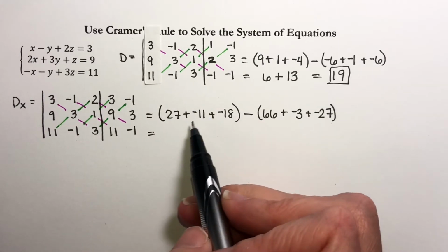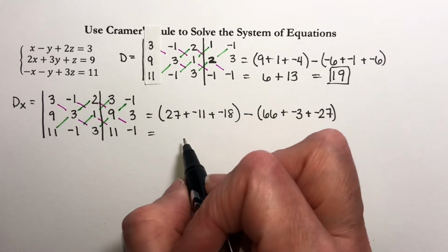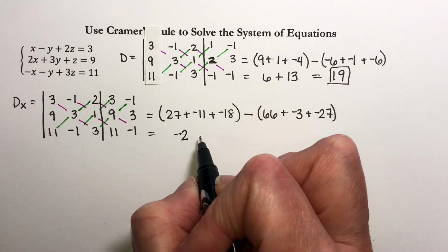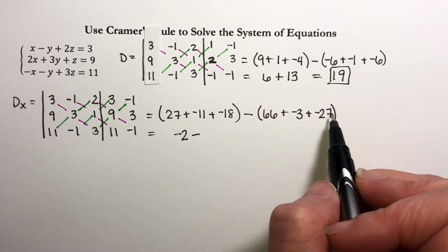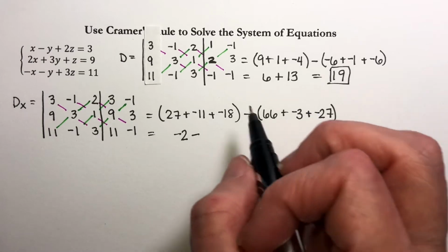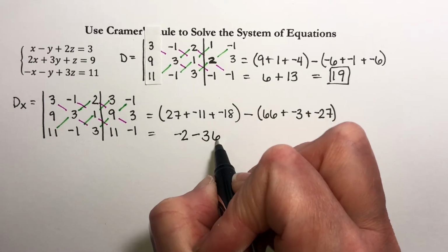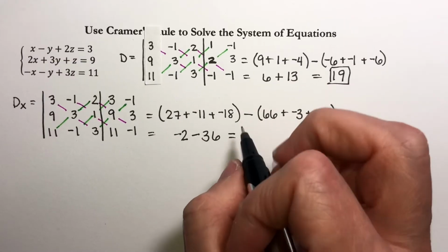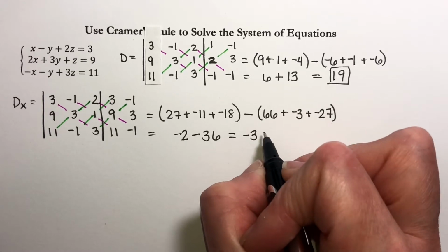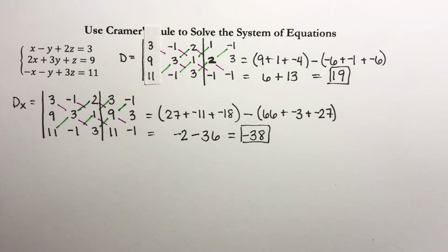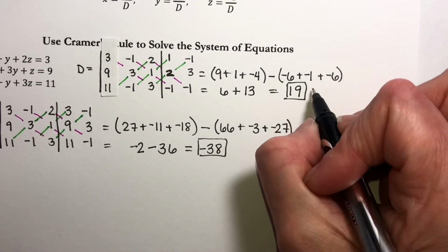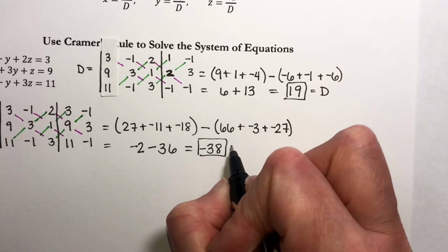Now do your calculations in here, and you get negative 2 minus 66 minus 3 minus 27 is 36. So your dx value is negative 38. Again, I don't want to lose this, so I'm boxing it so I can find it again. In fact, I think I'm going to do this so it's even easier to see what I've got.